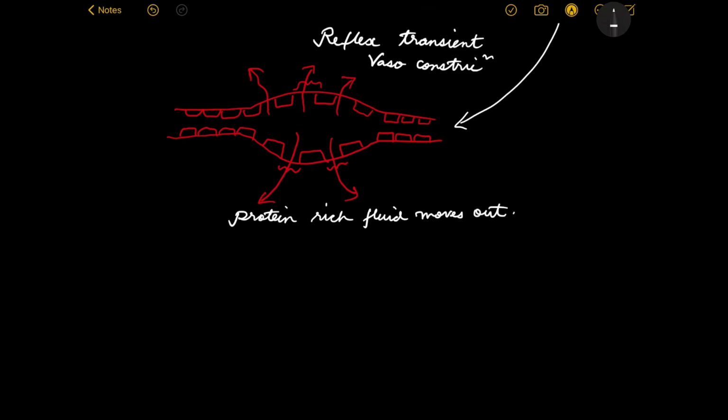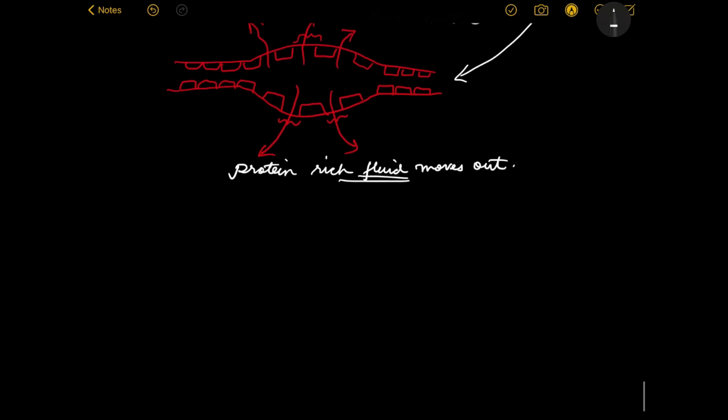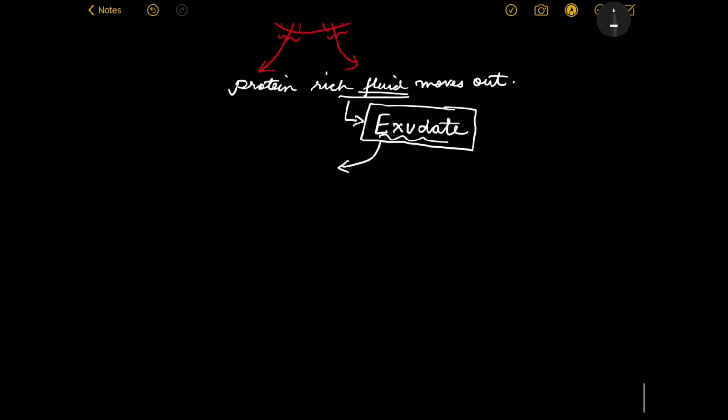This fluid that moves out due to vascular permeability increase in the process of inflammation is known as exudate. Very, very important. Exudate. This fluid will then accumulate in the extravascular spaces, or rather in the interstitial spaces. It will accumulate there and lead to swelling. This is seen as the swelling, which we had said as one of the cardinal signs of inflammation, tumor.